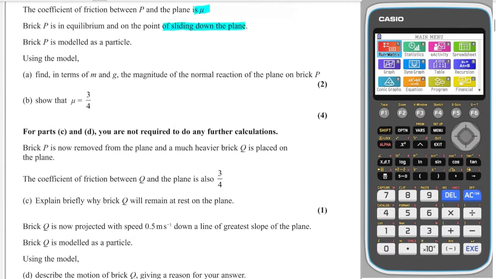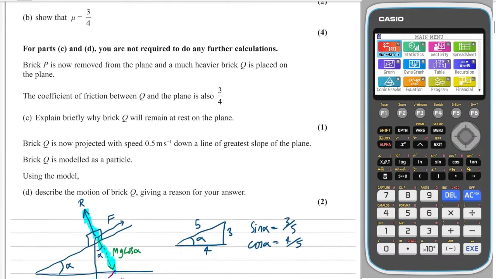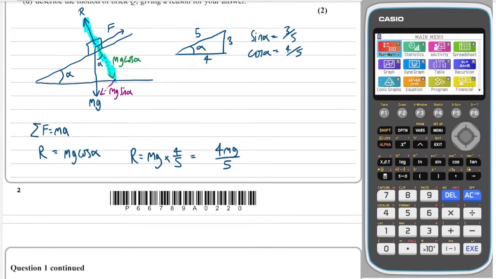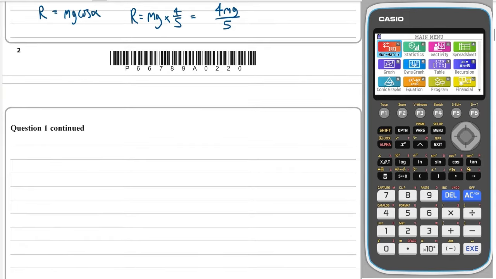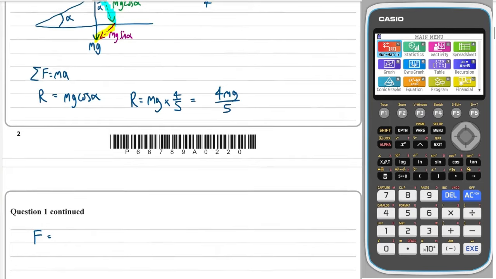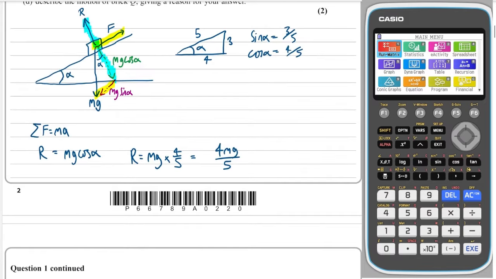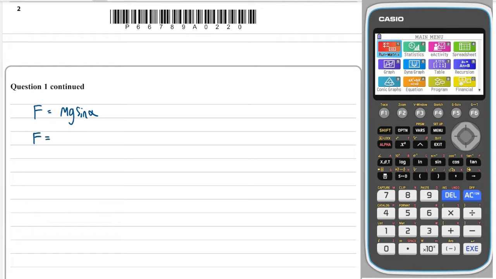Okay, next is part B, and it's asking me to work out mu. It's telling me that's going to be 3/4. So sticking with our force diagram, now what we need to do is resolve parallel to the plane. So parallel to the plane, we've got friction going that way, and we've got mg sine alpha going that way. So those two, again, because it's in equilibrium, it's on the point of slipping, it's not actually accelerating, those two must be equal. So we can say friction must equal mg sine alpha. We know that sine alpha is 3 over 5. So friction is equal to mg multiplied by 3 over 5.